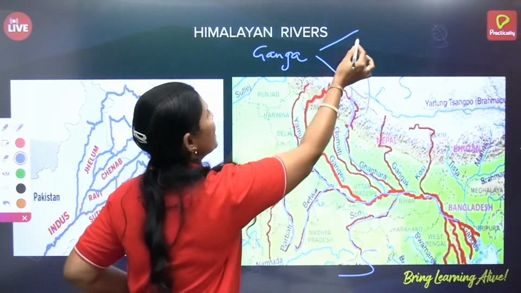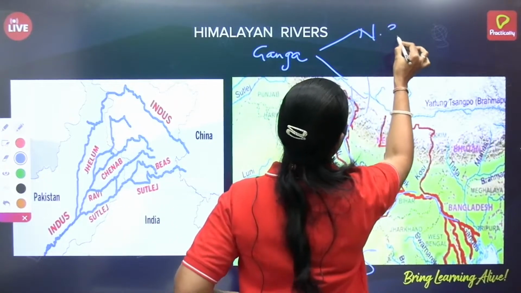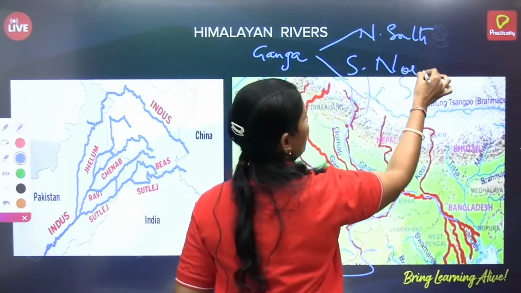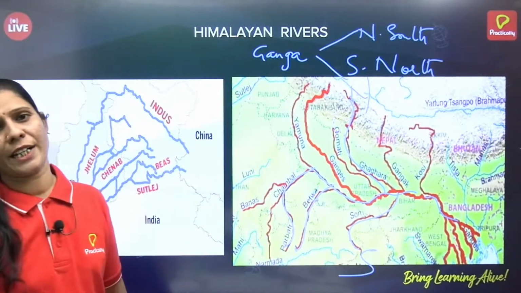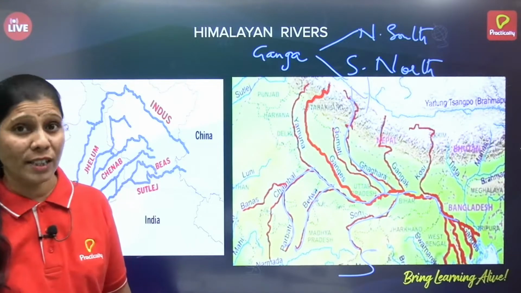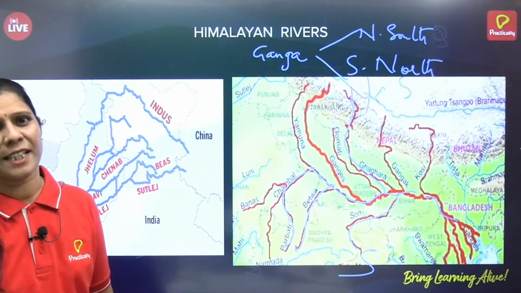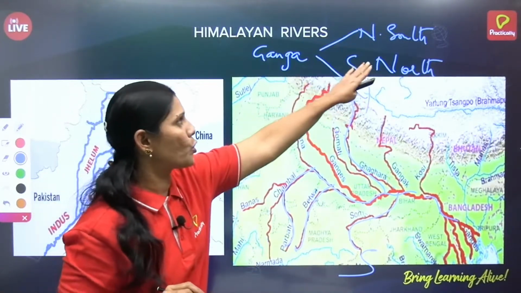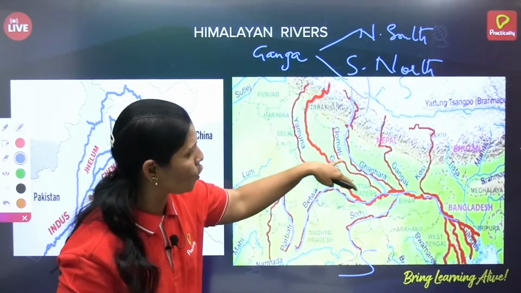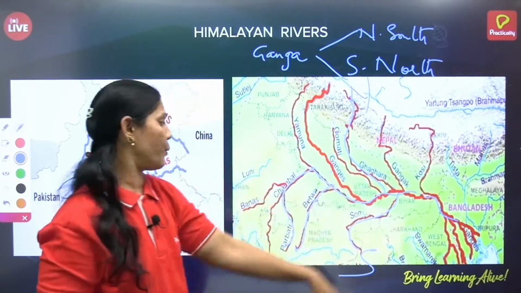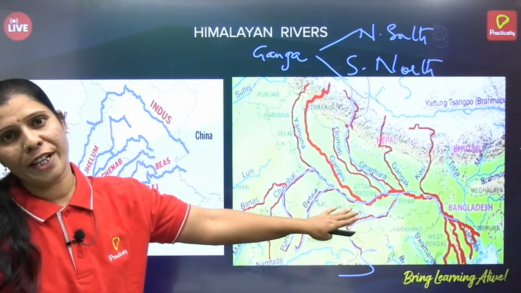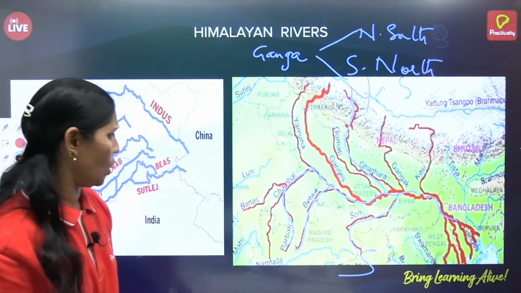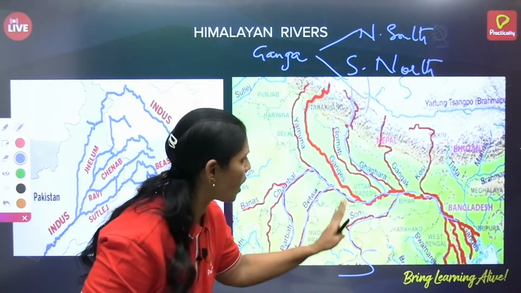So these are north to south flowing rivers and south to north flowing tributaries. You may get a question about north to south flowing tributaries or south to north flowing tributaries. Be clear about what the question means to ask. North to south flowing tributaries means Ghaghara, Gomati, Gandak, Kosi. Whereas for south to north flowing tributaries, you may get Chambal, Betwa, Son and so on. So these are the rivers which are flowing.